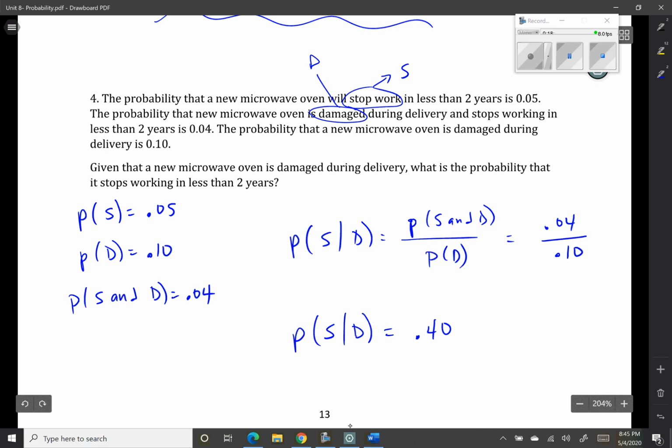So a 40% chance. Well, that is way different than the probability of it just stopping working. So what we can say here is that the fact that this was a damaged microwave affected whether or not it stopped working actually greatly, right? That's a big increase. Again, right now for this class, all we need to notice is that there is a change here, right? We don't need to notice if it's a positive correlation or anything like that. We just need to know that there's some type of change happening. If you got that, you got the lesson.